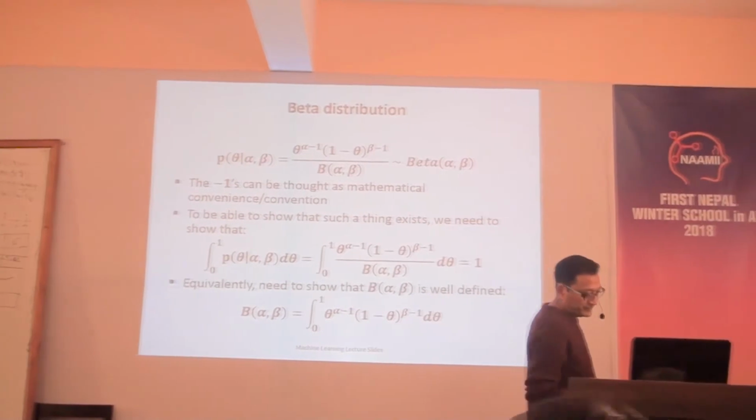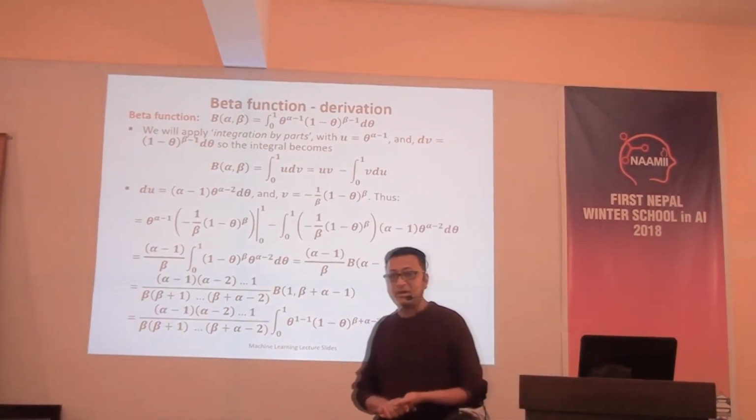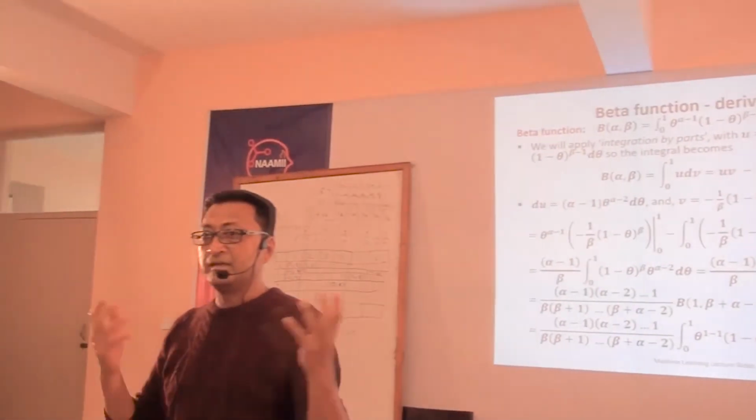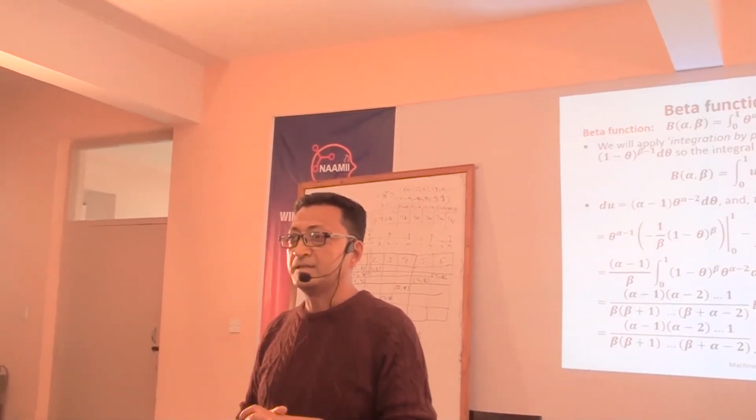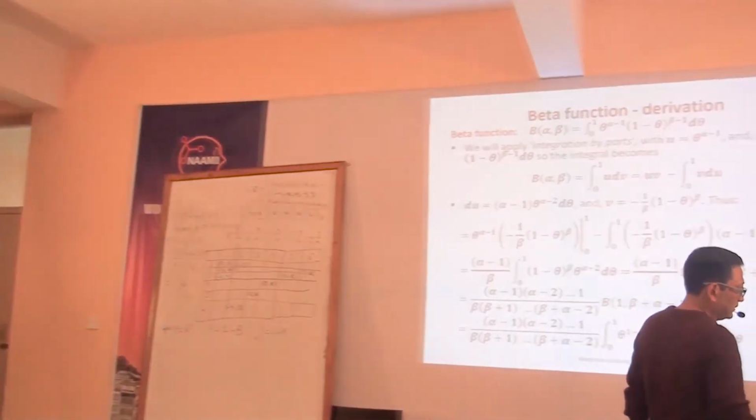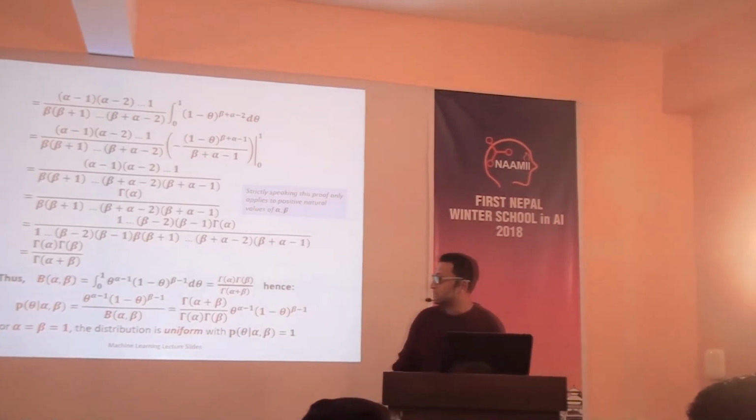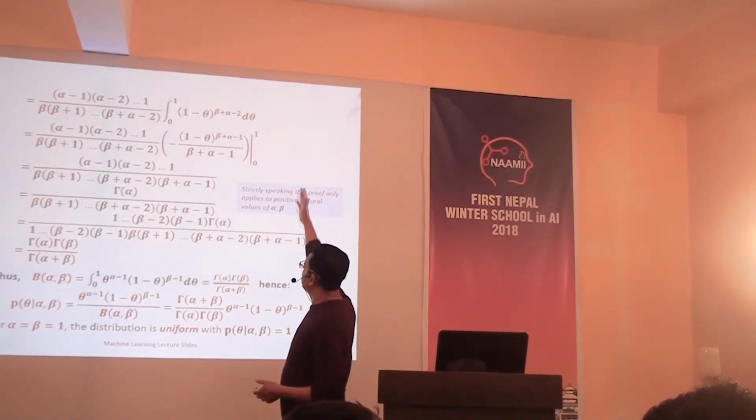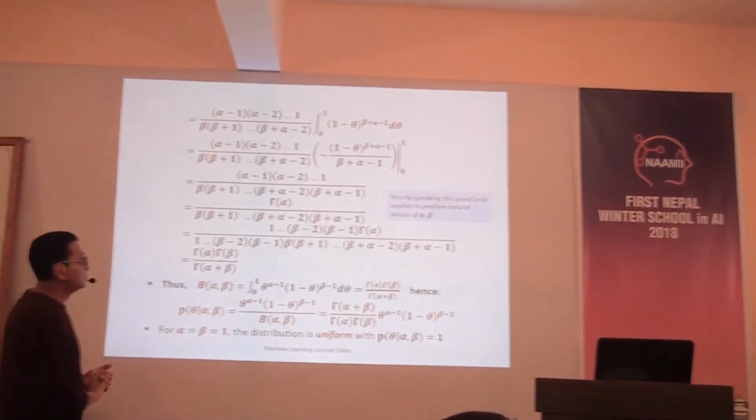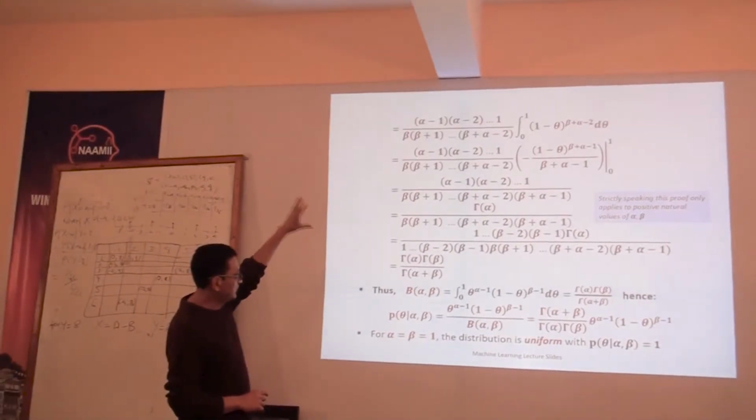We can solve this integration using integration by parts. I'm not going to go through the detail. It's not that important, you can look it up and solve this. I think the concept is more important. By the way, this derivation is, strictly speaking, only true for positive natural values of alpha and beta. It's not true in the general case, but you get the idea.